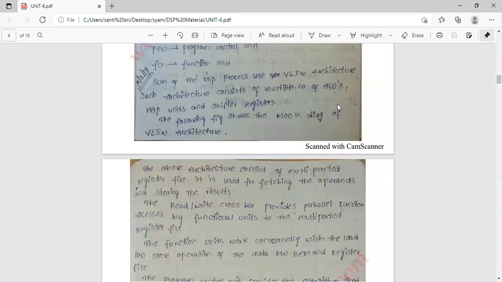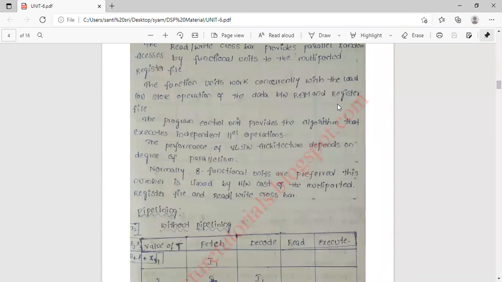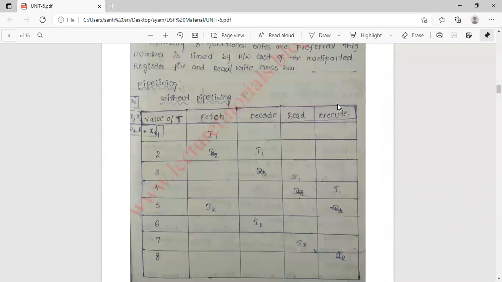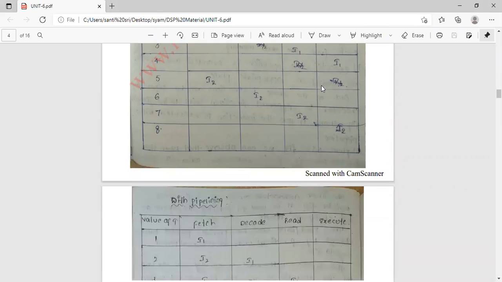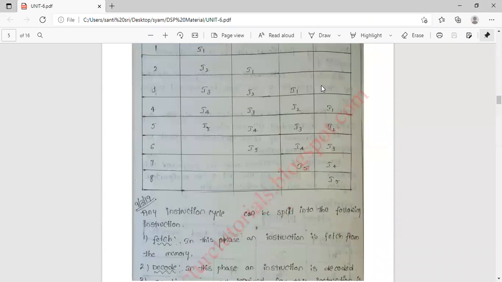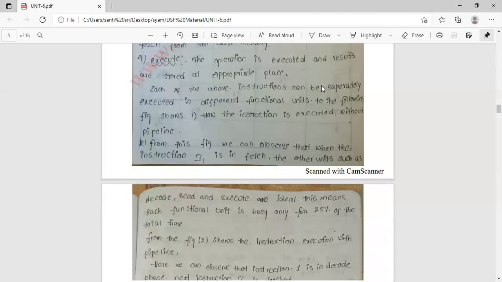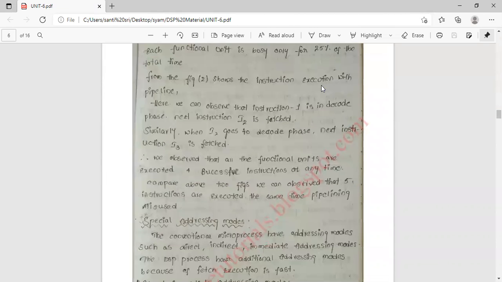Next is without pipelining and with pipelining. These structures are like this. This is the pipelining concept, with pipelining and without pipelining. It consists of the following instruction stages: fetch, decode, read, and execute.